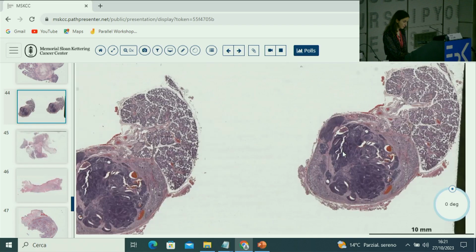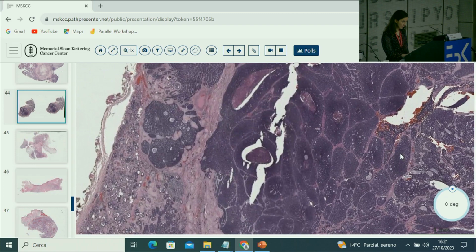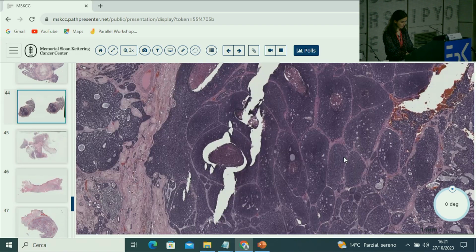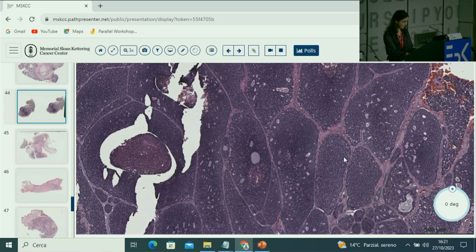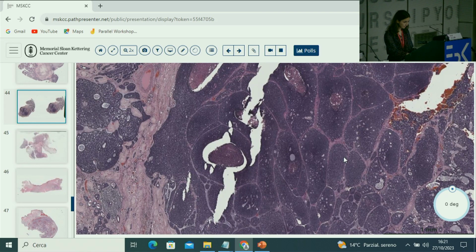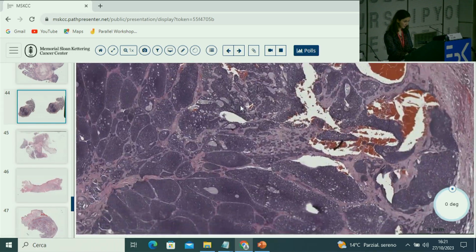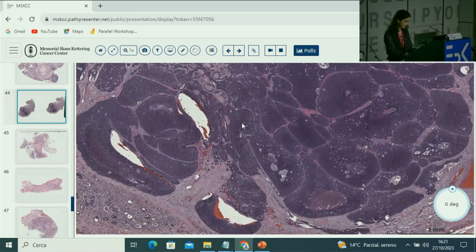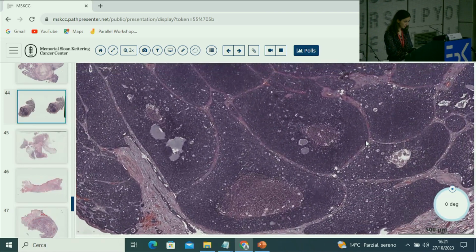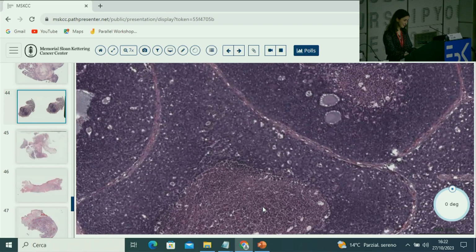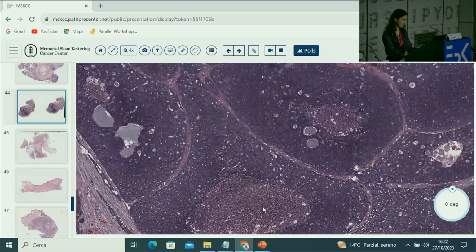Okay, let's look at this one. Yeah, let's see an area like this, cribriform, comedonecrosis. Move it. So do we know? This comedonecrosis could be a sign of high-grade transformation? Yeah, exactly. So this is a case of high-grade transformation adenoid cystic.